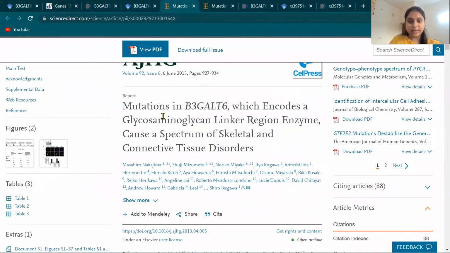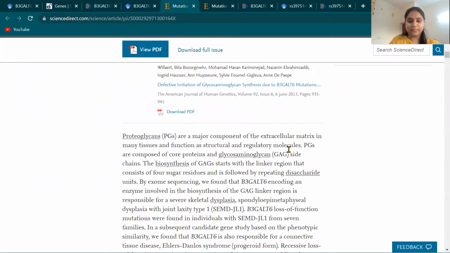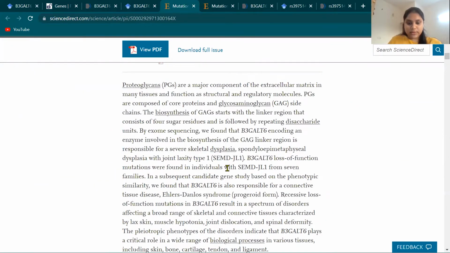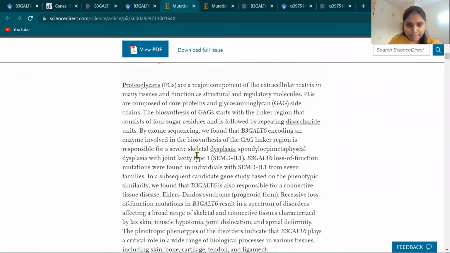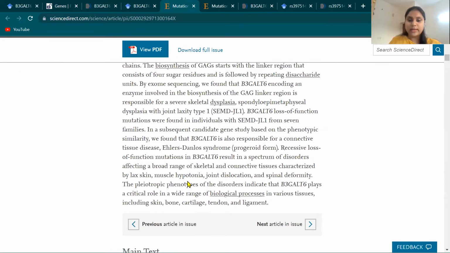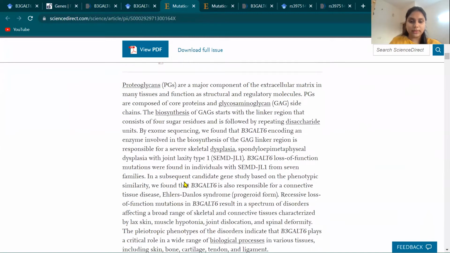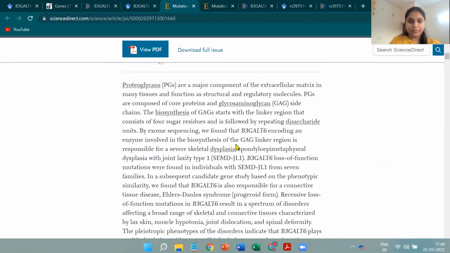So this was the first study, which is mutations in B3GALT6 gene, which encodes a glycosaminoglycan linker region enzyme, cause a spectrum of skeletal and connective tissue disorders. So let's see if there is anything specific to the variant in the abstract. By reading the abstract, we do not find anything variant specific here, but we will still have to read the paper to make sure there is a variant study there or not.